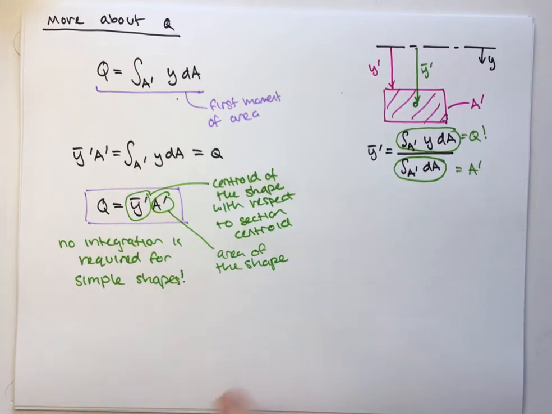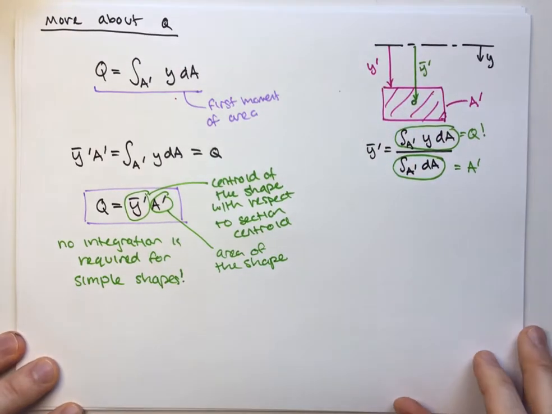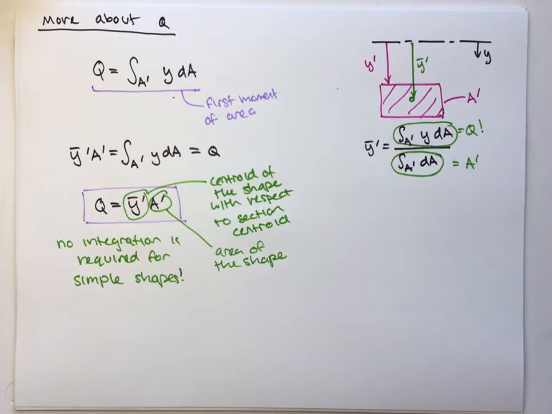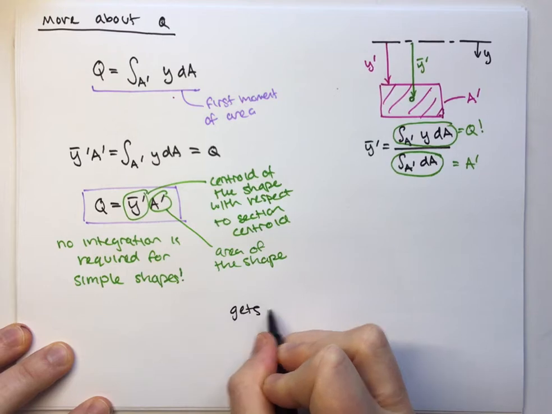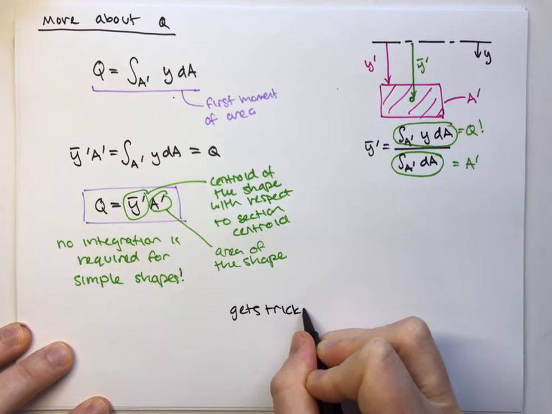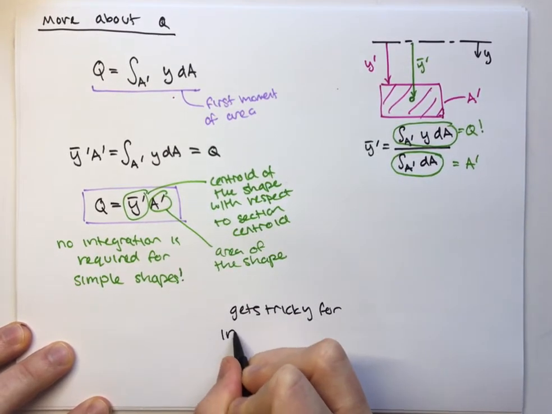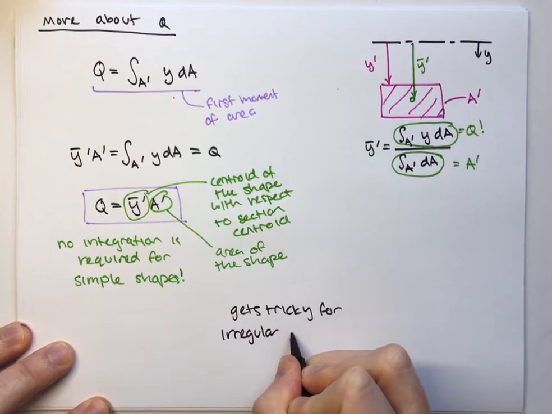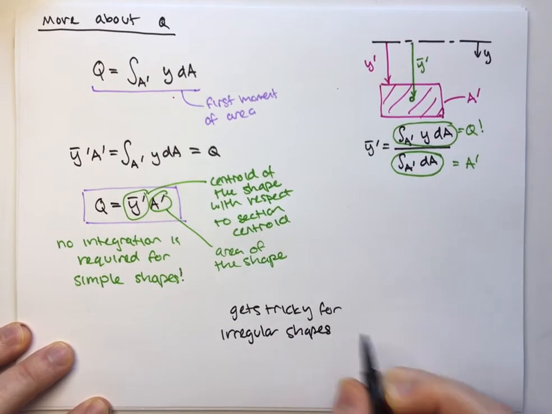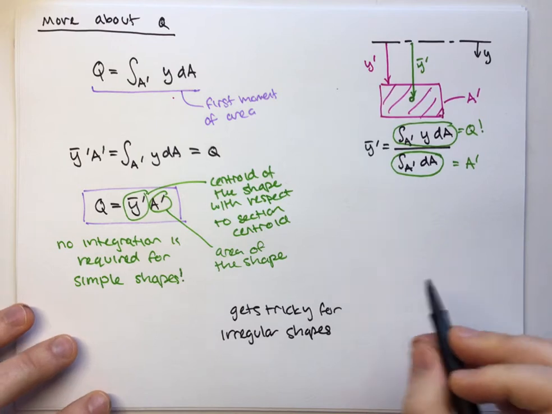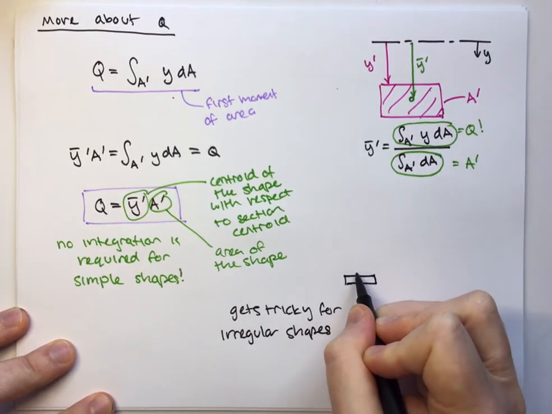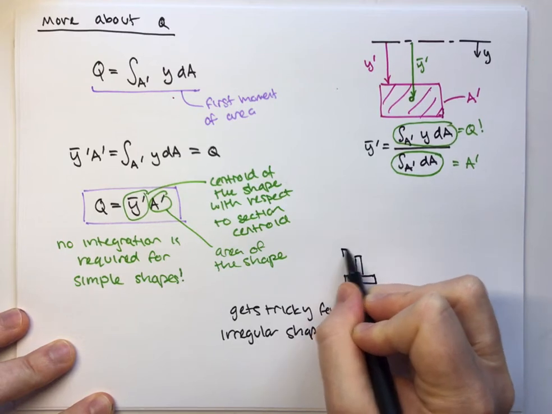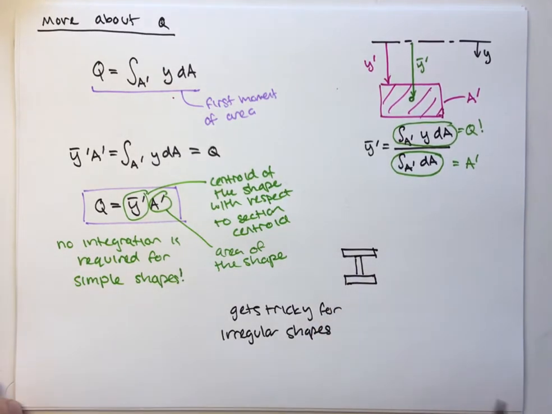And for kind of these simple types of shapes, it ends up being pretty easy, but it can get tricky. So it gets tricky for irregular shapes, although we'll work on some in class and in the homework. You imagine if you have an I girder section, looks something like this. Now you have things get a little bit more complicated.